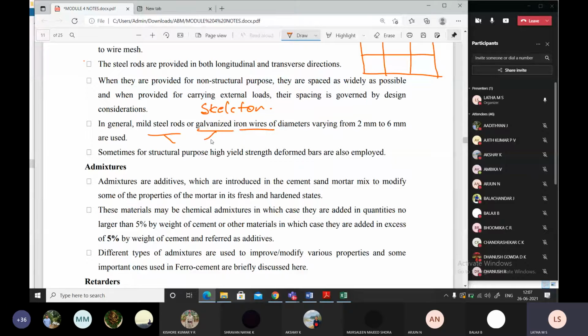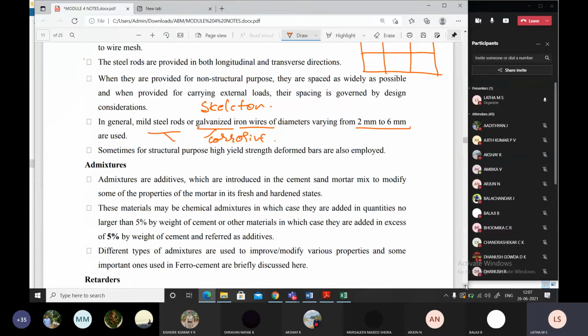What do you mean by galvanized? What happens if the iron wires are galvanized? If the iron wires are galvanized, it won't undergo rust, ma'am. Yes, corrosive action will not take place, right? Corrosive action will not take place, and the diameter varies from 2 to 6 mm.